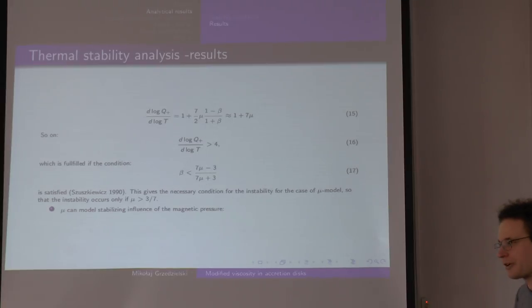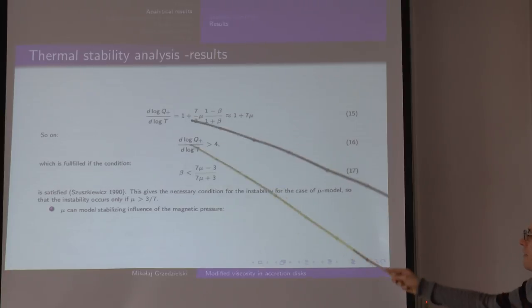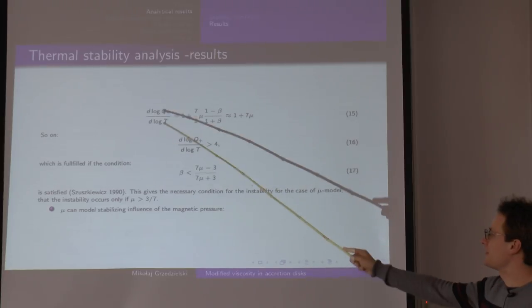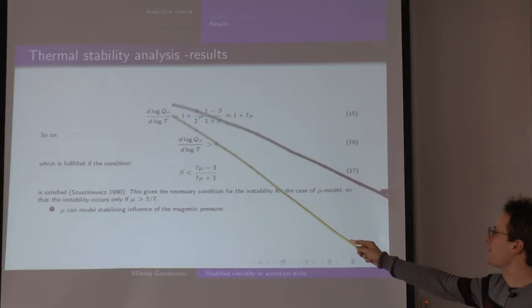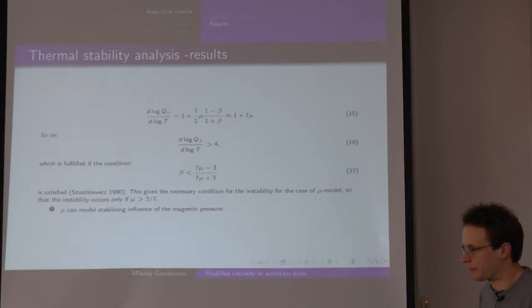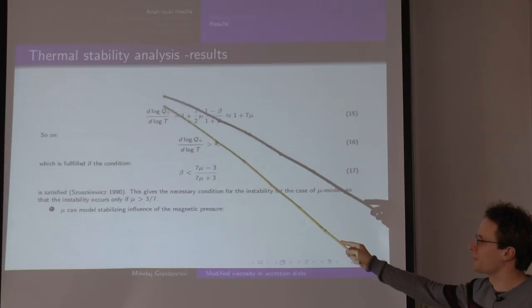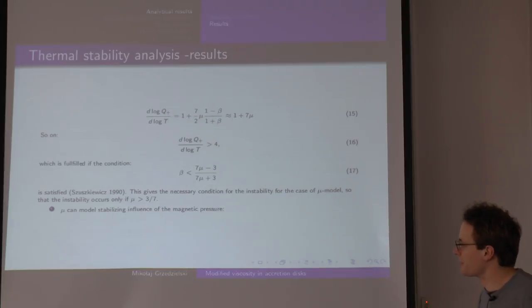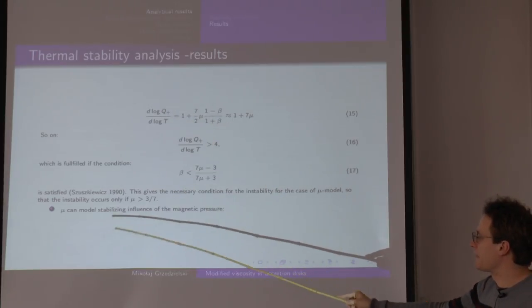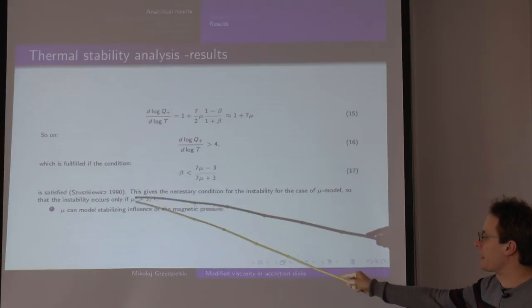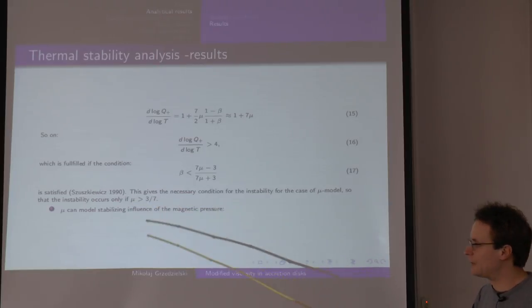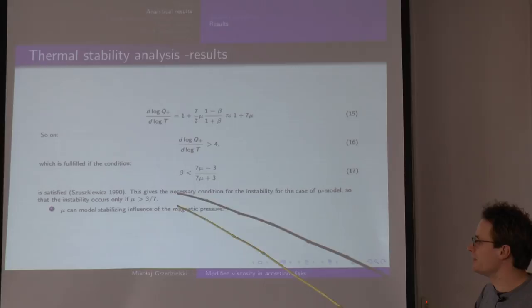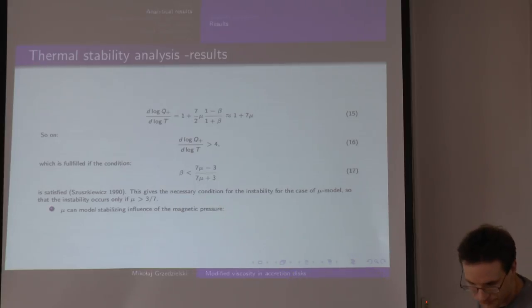Because in astrophysics we have many orders of magnitude, writing something like that is, from a practical point of view, more comfortable. And the result is that for parameter mu greater than 3/7 this can be unstable.